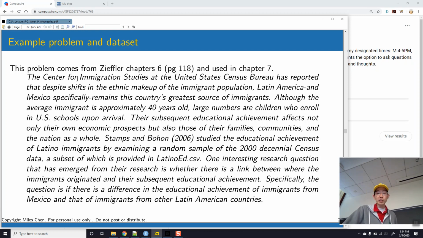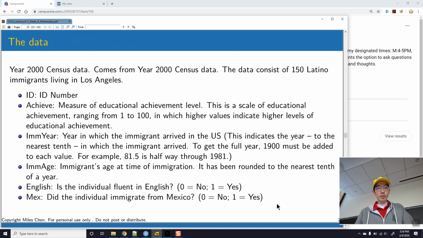And so one interesting research question that has emerged from the research is whether there is a link between where the immigrants originated and their subsequent educational achievement. So we're just looking for some kind of association, not a cause and effect relationship or anything like that. Specifically, the question is if there is a difference in the educational achievement of immigrants from Mexico and that of immigrants from other Latin American countries. Okay, so we're going to take a look.